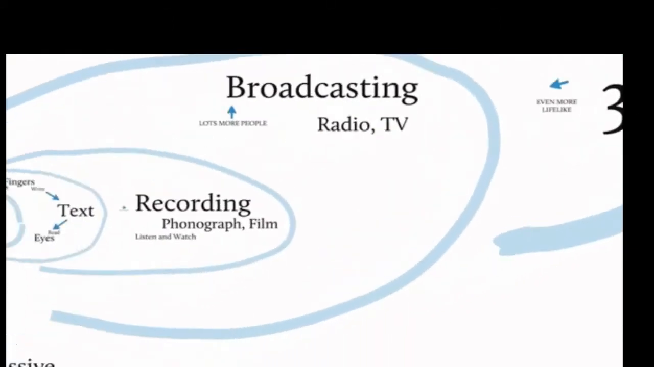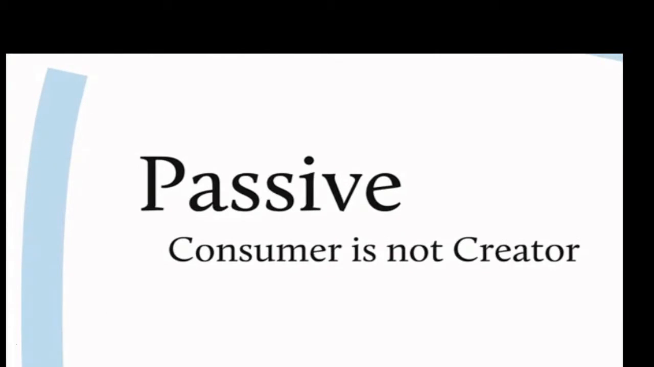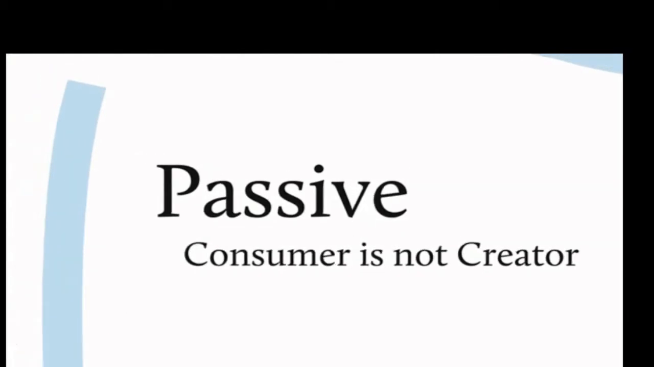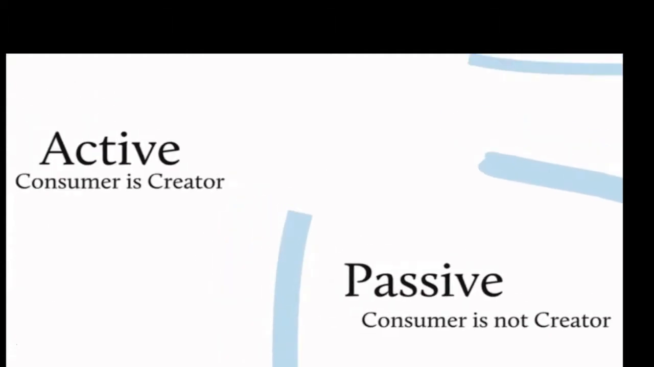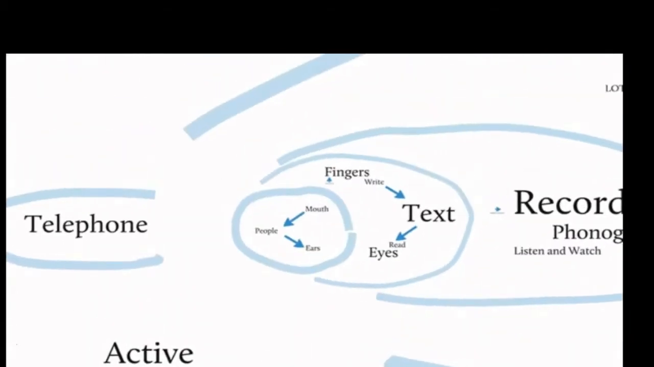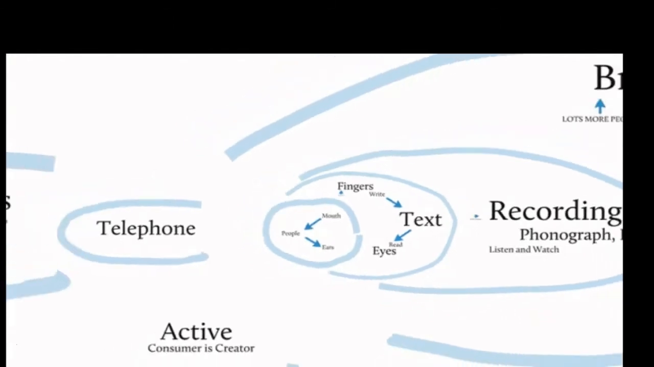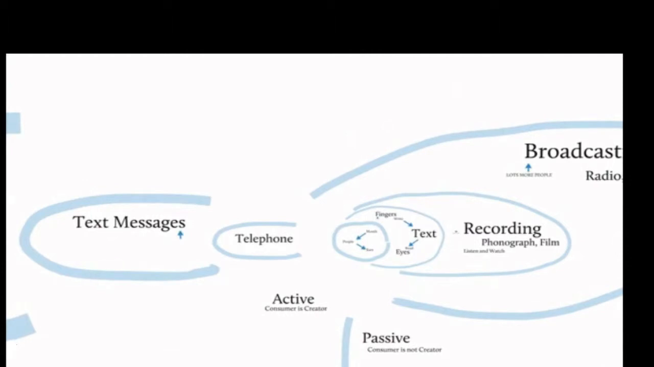But thus far we've been talking about what I'll call passive communication, where the consumer is not the creator. There's another side to communication technology which is active. The consumer is a creator or a peer of the creator, as in natural conversation. The most obvious example is the telephone, which carries a conversation to a distant place. But once again we find that using our fingers and text enables us to reach a wider audience.